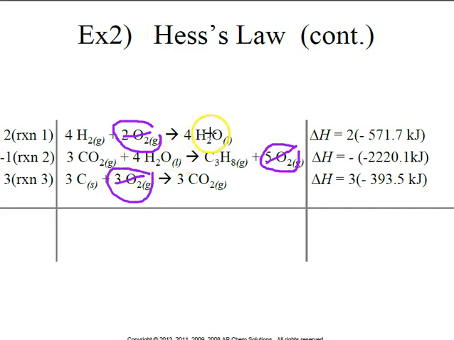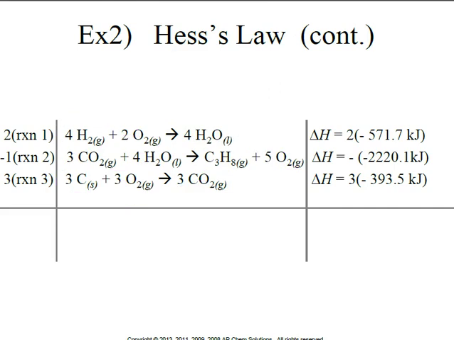4 waters here and 4 waters here on the product and the reactant in reactions 1 and 2, so those can cancel. 3 carbon dioxides, 3 carbon dioxides, so those can cancel. So that leaves me with the 4 hydrogen and the 3 carbon as reactants, and the C3H8 as a product.